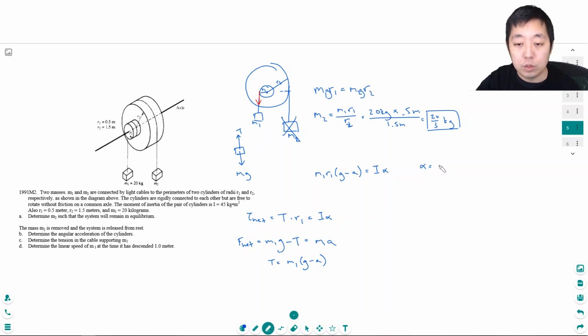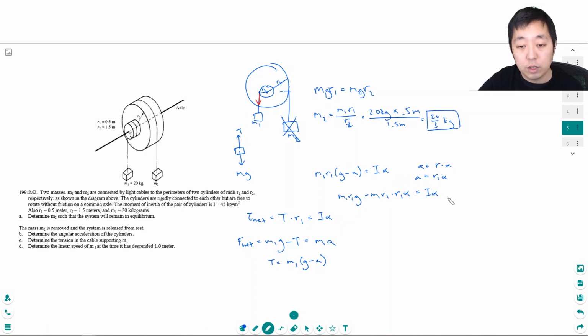A is equal to some R times alpha. The R that I use is the one that's actually rotating at the end here, like the acceleration at this point. So it's R1. So A is R1 alpha, and I'm going to plug that in here. So I get M1 R1 G. I'm going to distribute this M1 R1 times R1 alpha, is equal to I alpha.